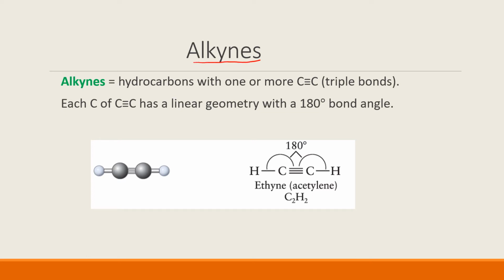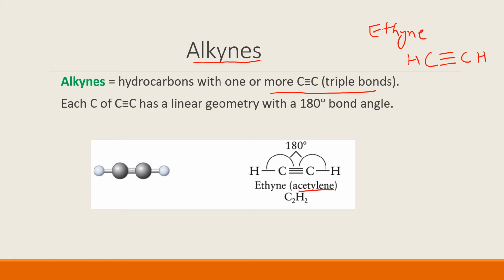Alkynes are those hydrocarbons which contain one or more carbon-carbon triple bonds. The smallest or simplest alkyne is ethyne, which contains two carbons and a triple bond. Ethyne is also known by its common name, which is acetylene.